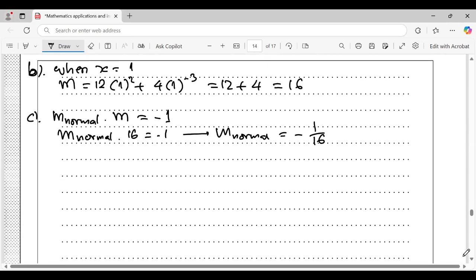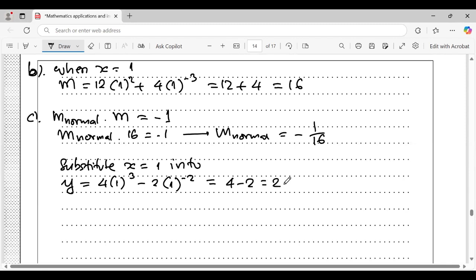So now we are going to find the coordinate point. According to the information that x equals 1, substitute x equals 1 into the equation y equals 4 times 1 cubed minus 2 times 1 to the power minus 2. And it equals 4 minus 2 equals 2. So the coordinate point, x comma y, is 1 comma 2.